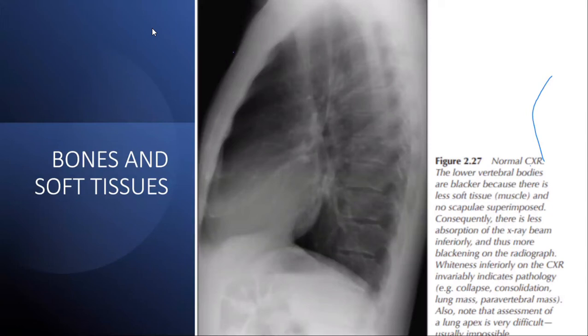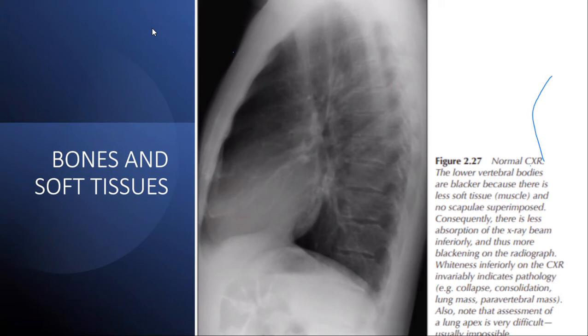Now the bones and the soft tissues. In chest X-ray, you can see the sternum, the ribs, the vertebral bodies, even the scapula may be visible. One important thing, I should have said it earlier, or I'll discuss it later on also: the position of the patient.